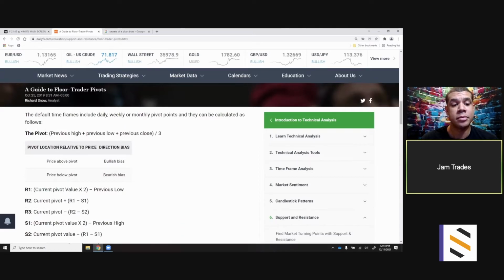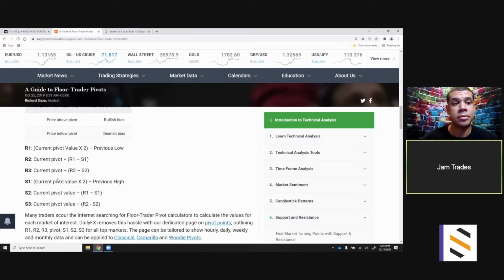And then above and below the center pivot, or just the pivot, you've got these resistance pivots above it, and you've got these support pivots below it. And there's different formulas for those. But again, it's all based on the previous days, or the previous week, or the previous month, or the previous year. It's just based on that price action.